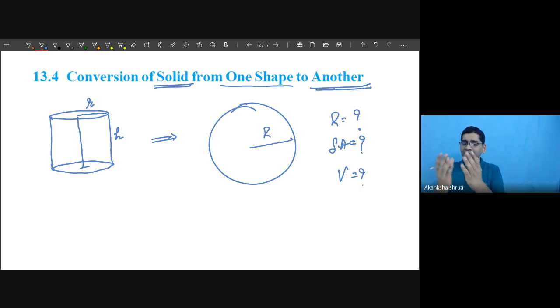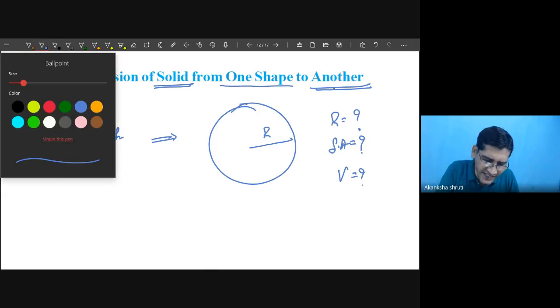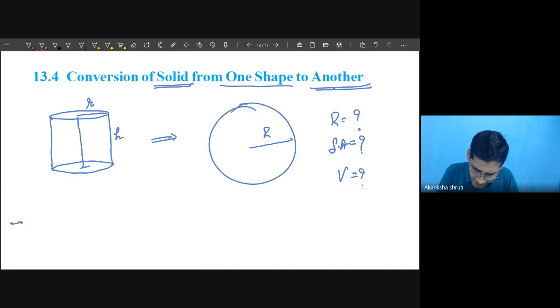Like if you have a bigger metallic sheet, and you melt that metallic sheet into the shape of a sphere, then you will observe that the surface area is getting reduced. The sphere has a new radius, different from the length and width of the metallic sheet. So the important thing in this conversion is this, so write that point.